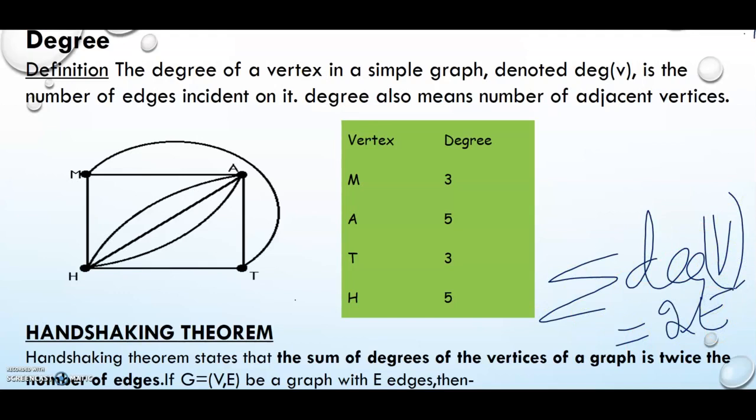The summation of all the degrees of the vertices is twice the edges. The sum of all the degrees of the vertices of a graph is twice the number of edges in a graph. Then we say this is the handshaking theorem, everything is being related to each other.